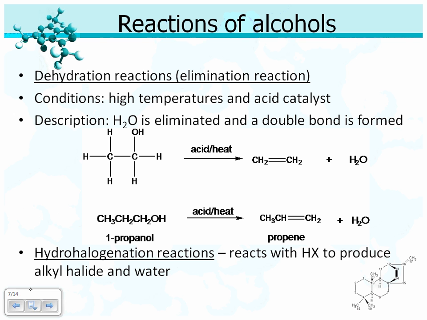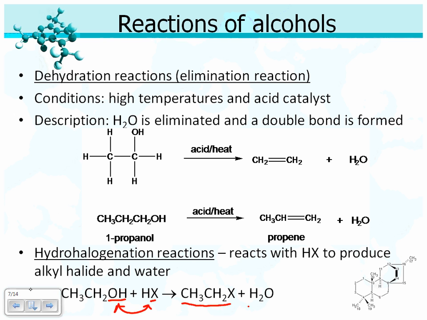Hydrohalogenation reactions. This is when it reacts with a hydrogen halide, HX, to produce an alkyl halide in water. You can look at this as a substitution reaction. We're basically going to take this OH and the halogen, and they're going to swap. When that happens, the halide ends up on your alkane chain, and you're left over with water. So that's another possibility.